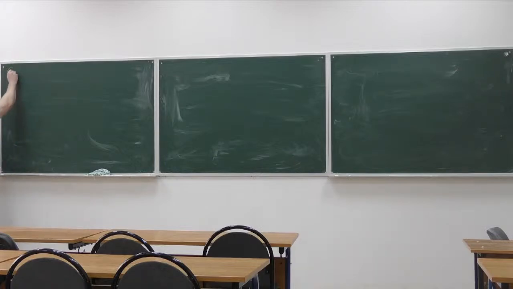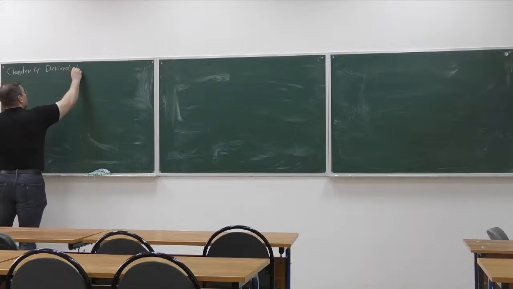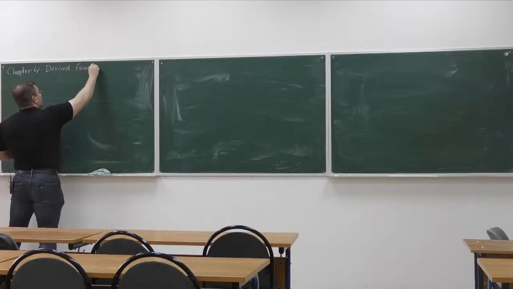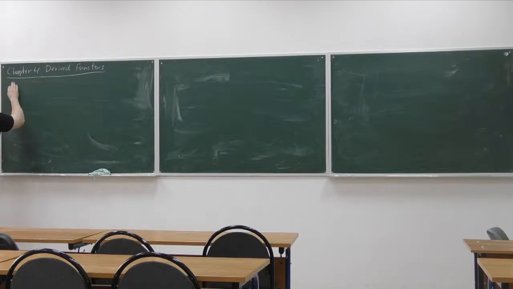Okay, so today we're going to start, I think, the last chapter of this course, chapter 4. So I'm going to call this derived functors. But we're going to discuss some other topics in this chapter. So I'm going to start with essentially general terminology. So first section, complexes.